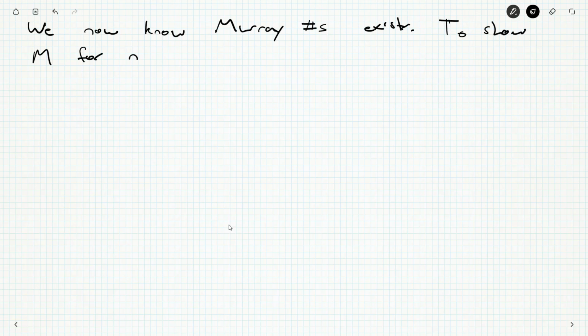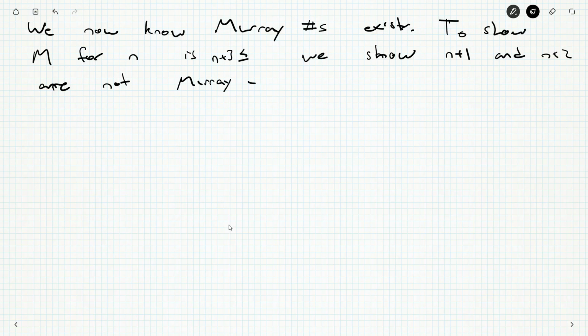So to show the Murray number for n is at least n plus 3, we need to show n plus 1 and n plus 2 are not Murray-like. Because if they were, then they'd be smaller than n plus 3, and then one of the two of them would have to be the Murray number.